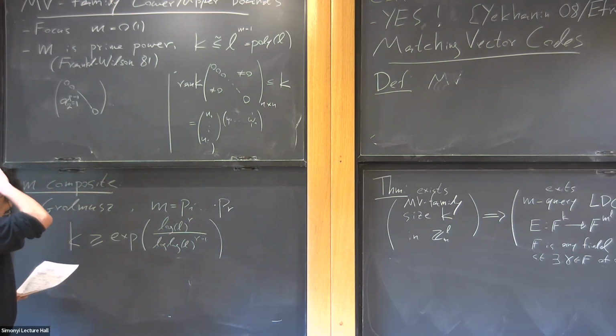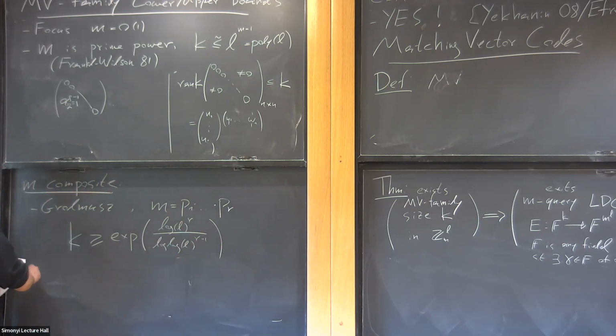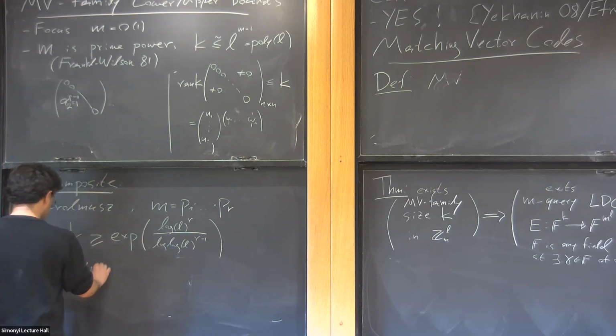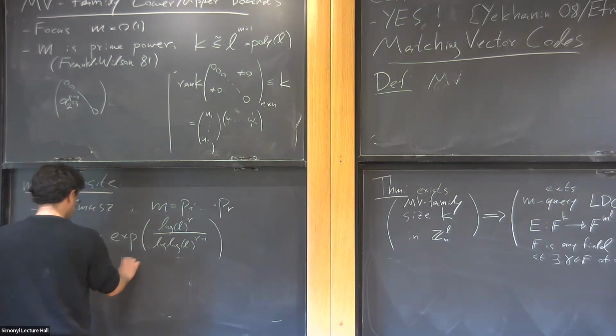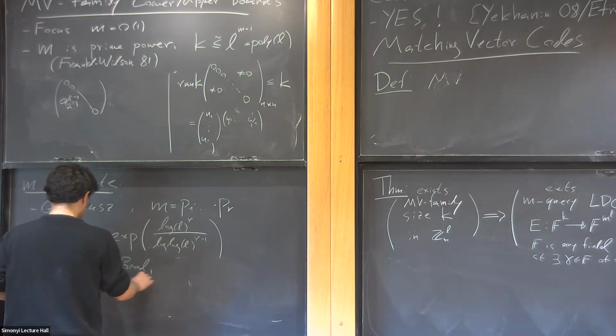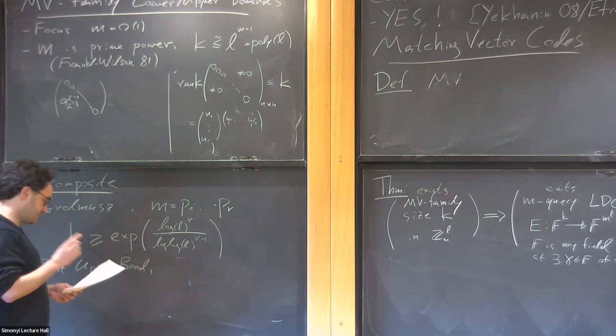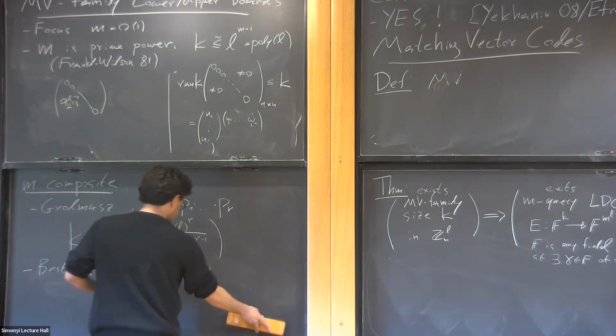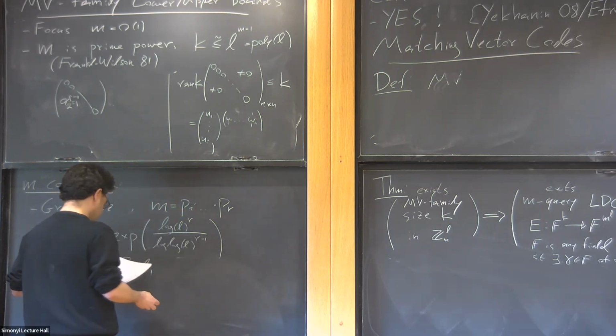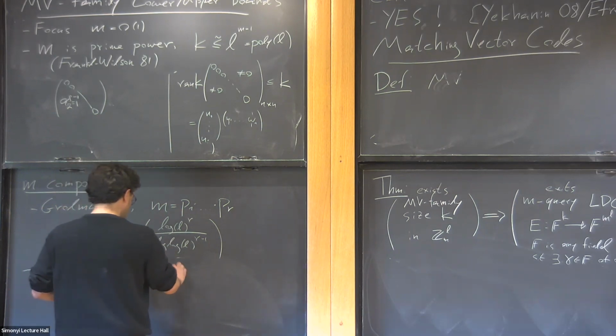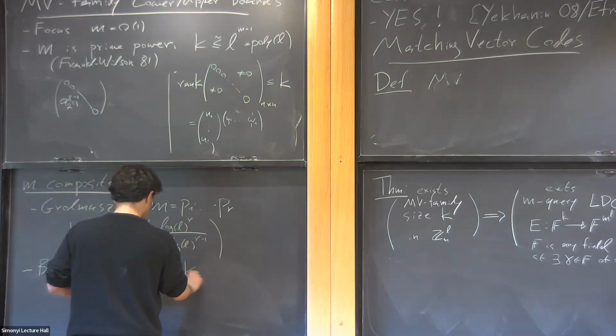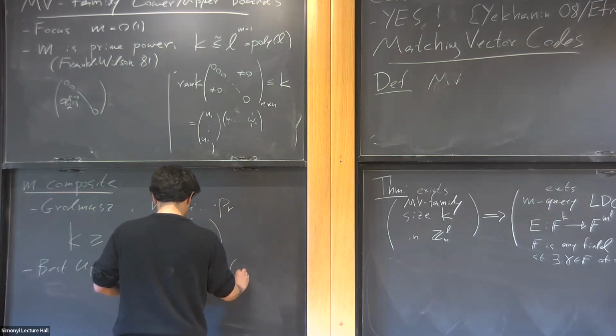And the best upper bounds, so upper bounds on the size of the family, which are lower bounds on the code, for composite M, that's pretty embarrassing. Unconditionally, the best upper bound is O of M to the L over 2.